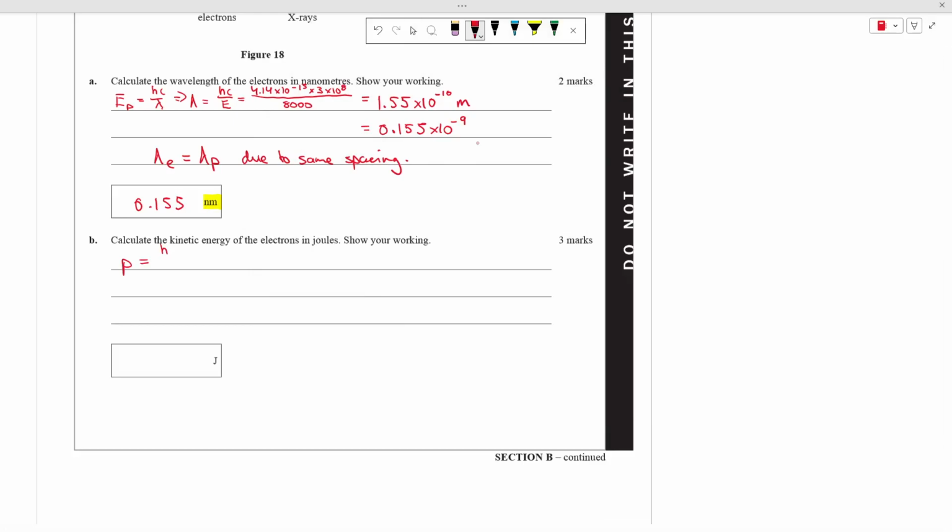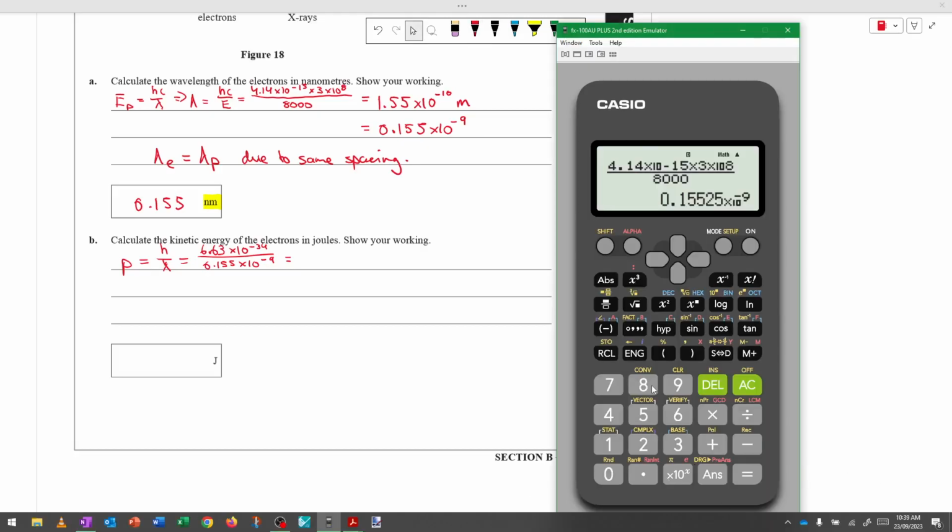So momentum is h over de Broglie wavelength. This formula works for both electrons and photons. So we have to use the joules version of h if you're doing this formula. So 6.63 times 10 to the negative 34 over the wavelength, which is 0.155 times 10 to the negative 9. Okay, 6.63 times 10 to the negative 34 over 0.155 times 10 to the negative 9. So that's our wavelength, 4.28.